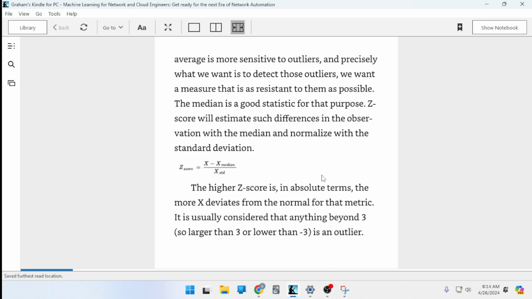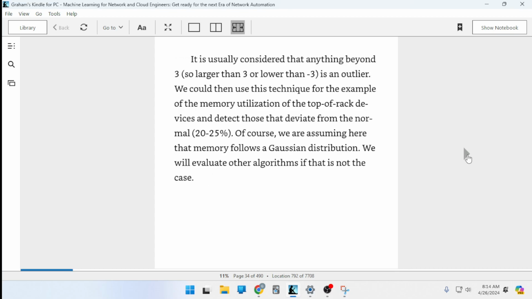So the higher the z-score is in absolute terms, the more x deviates from the normal for that metric. It is usually considered that anything beyond 3, so larger than 3 or lower than negative 3, is an outlier.